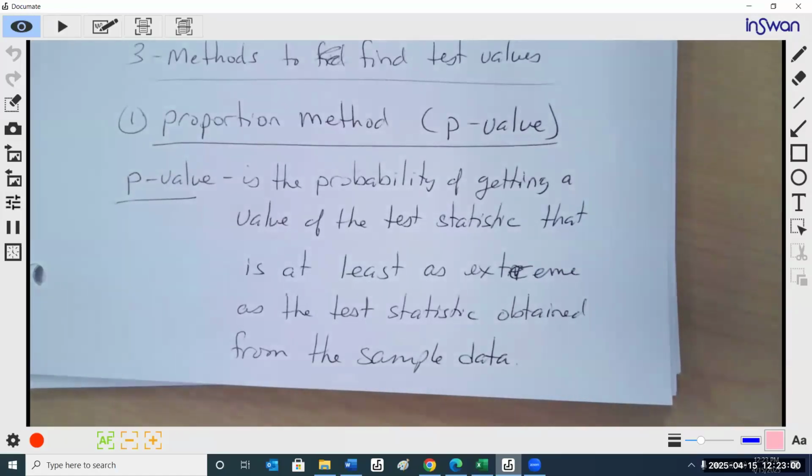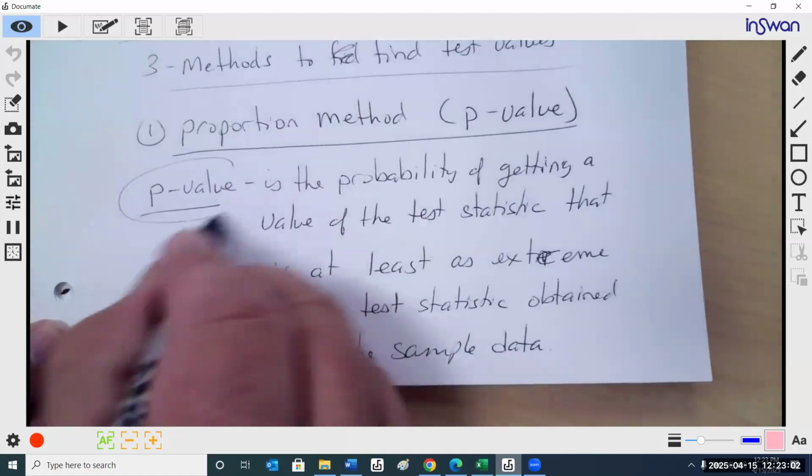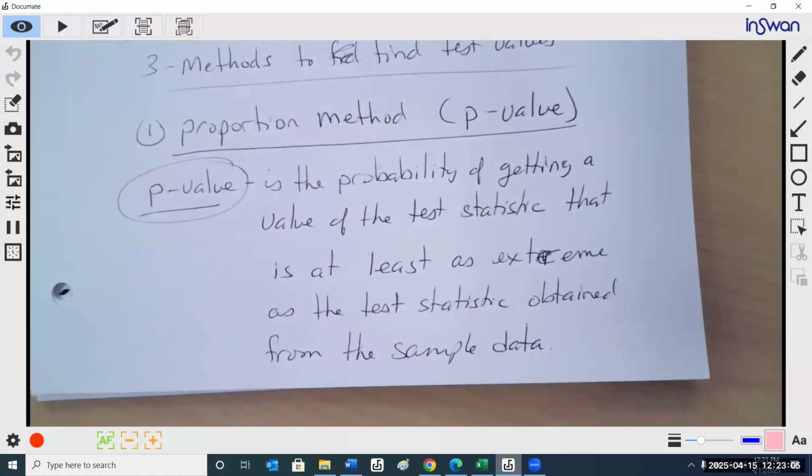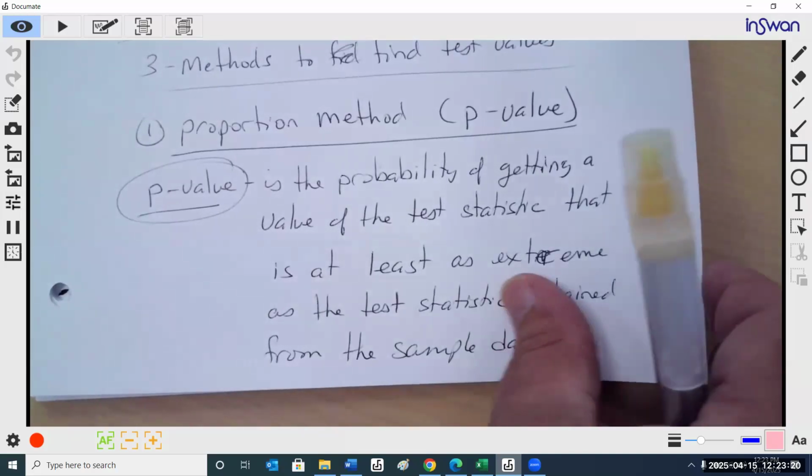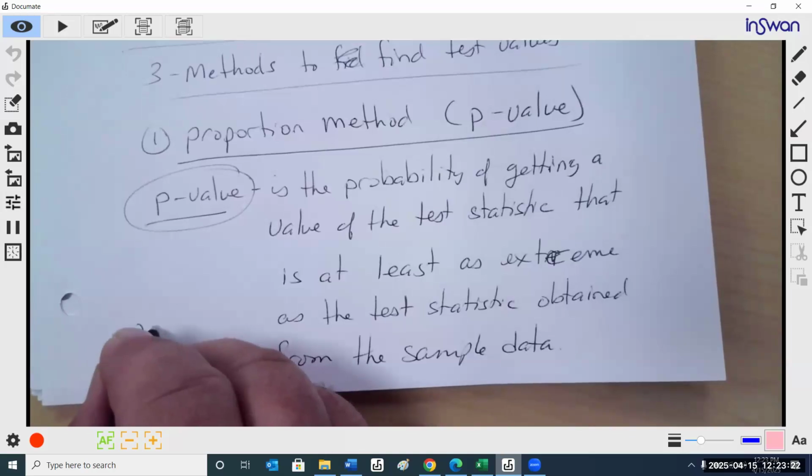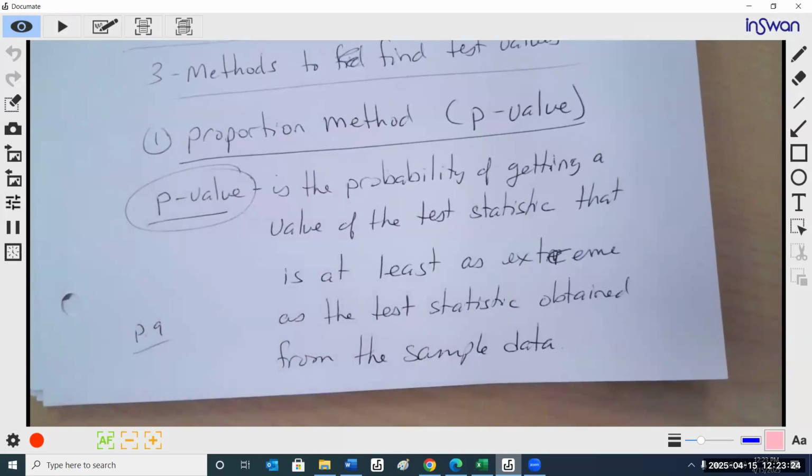And here's the worst part while you're packing. P-values aren't used in the professional world, because it's so easy to cheat and lie with these. They're not used in the professional journals. But we have to teach them anyway because it is one of the processes. So page 9, we'll start from here next time.